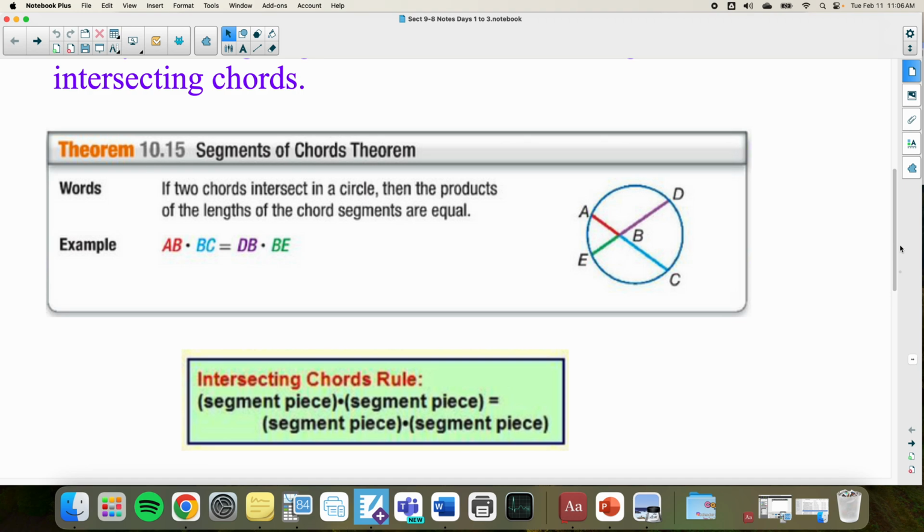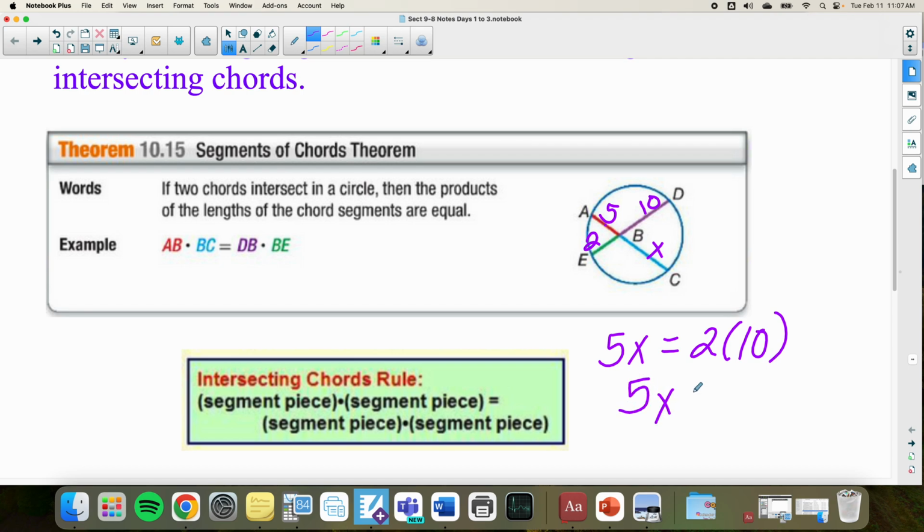And remember, if we knew like this was 5, this was X, this was 2, and this was 10, what we did there is we took these 2 pieces multiplied and set it equal to those 2 multiplied, 2 times 10. So we would do 5x equals 20 and x equals 4, okay? So that was our first rule.